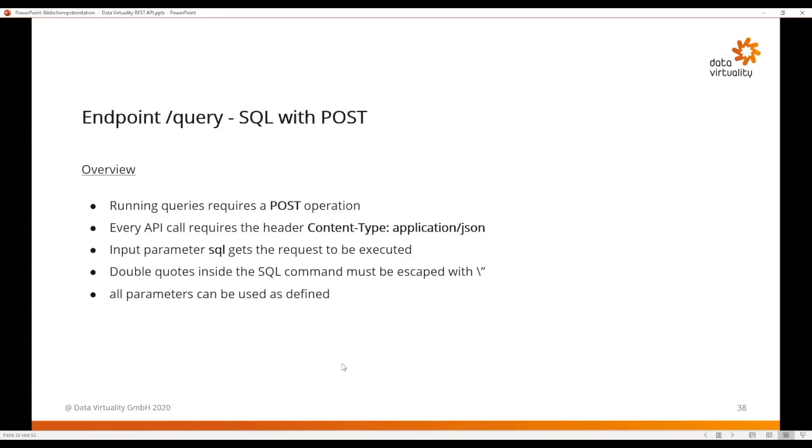Okay, SQL with post. Not that much new, requires post operation, content type. The input parameter has just one attribute that's called SQL, and this gets the request to be executed, right? You just have a JSON document with one property and one value. Please remember, since JSON already uses double quotes for strings, if you have a SQL statement that itself uses double quotes, you have to escape them with the backslash, and all the parameters we saw can be used as they are defined.